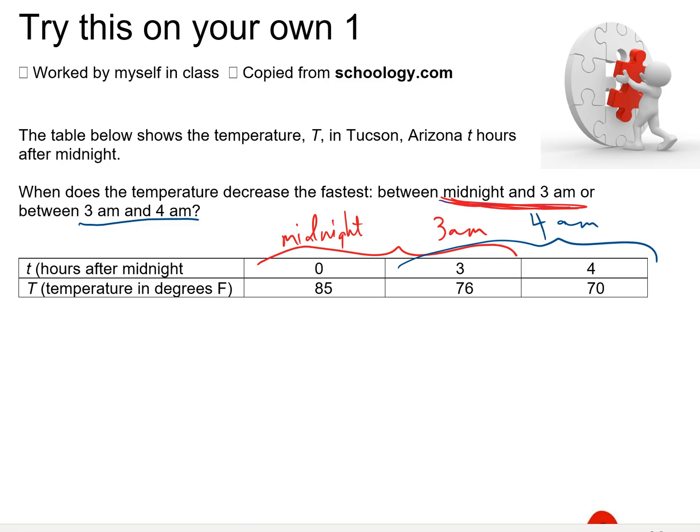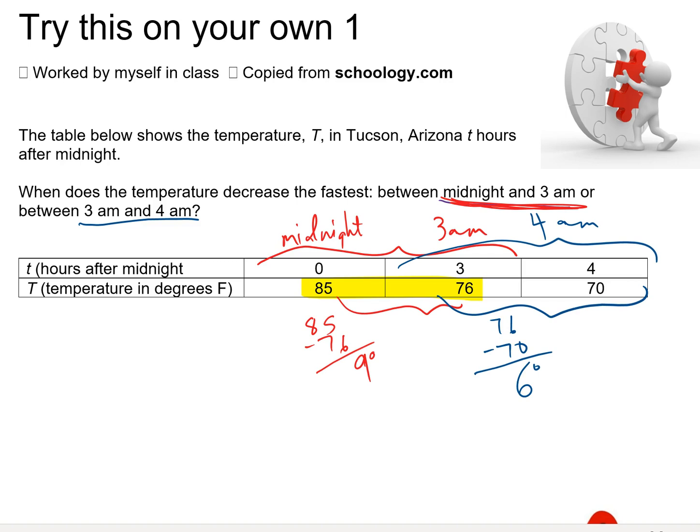Okay, so when we first look at it, you would notice that from 85 to 76, 85 minus 76 would give us a change of 9 degrees. Whereas 76 down to 70, if we subtract, would only give us a change of 6 degrees. So at first glance, it looks like there's a greater change happening from midnight to 3 a.m.